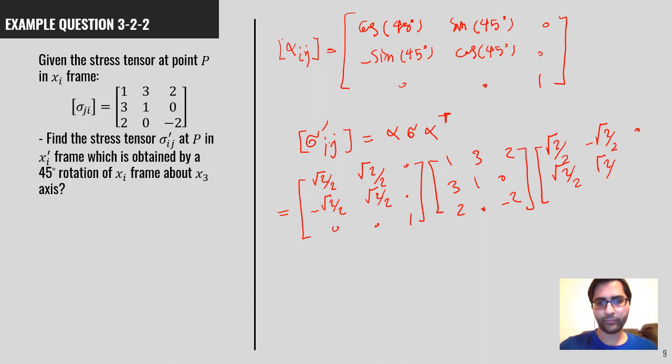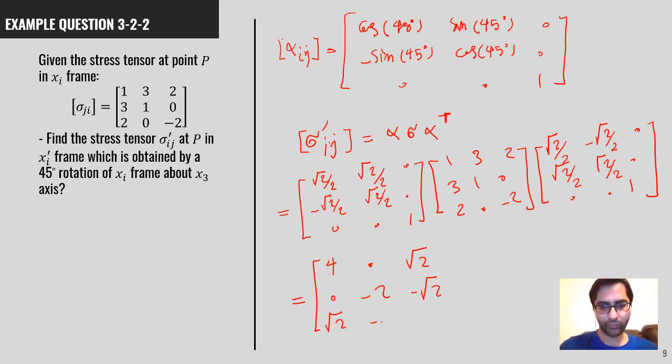And I have already calculated the final solution, which becomes 4, 0, square root of 2, square root of 2, square root of 2, 0, minus 2 minus square root of 2, square root of 2 minus square root of 2 minus 2.